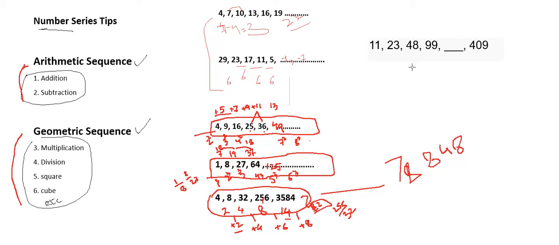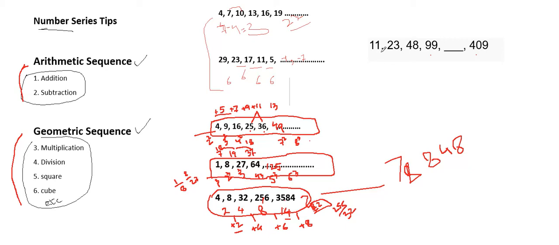So now we have another sequence. The sequence is 11, 23, 48, 99, and 409. This is a little bit difficult, but if we follow our method again to see if it's an arithmetic sequence or a geometric sequence, we will be easily able to solve it. So arithmetic sequence, addition, let's see.